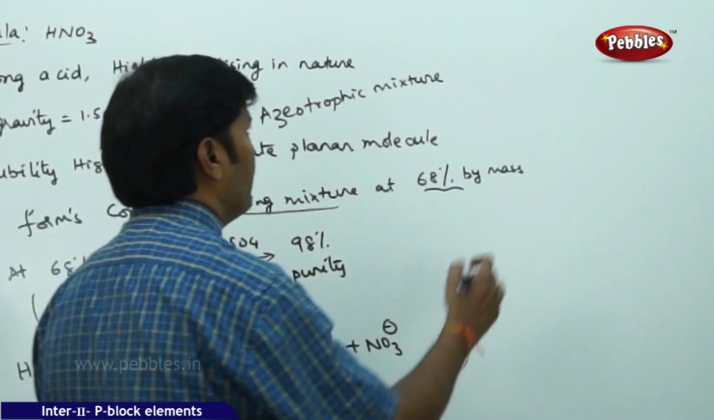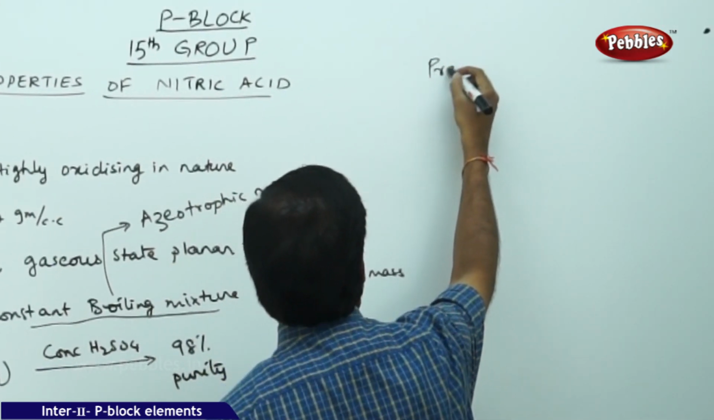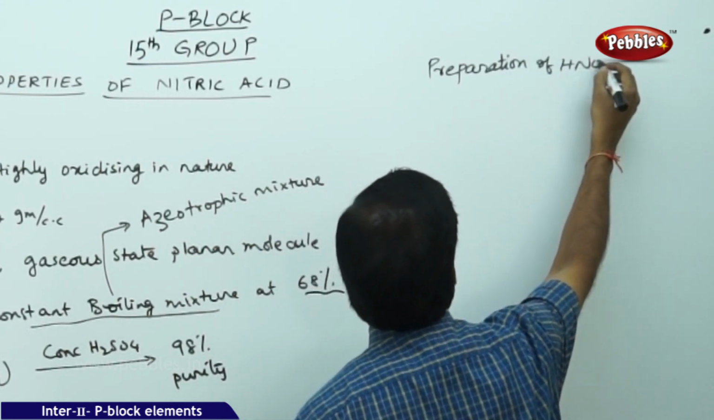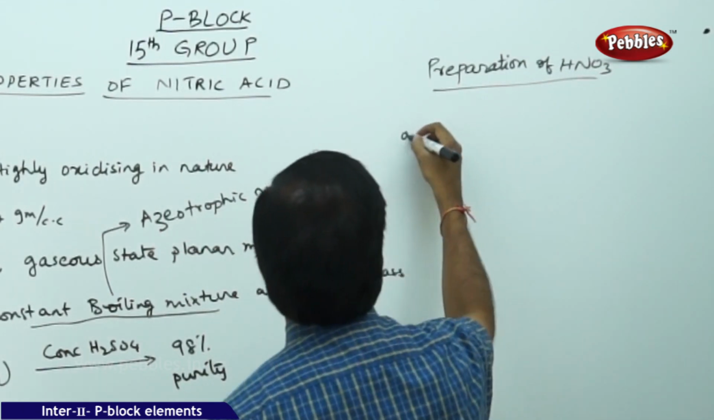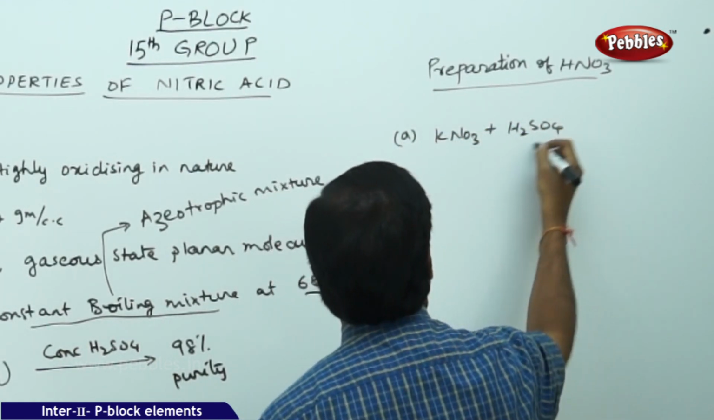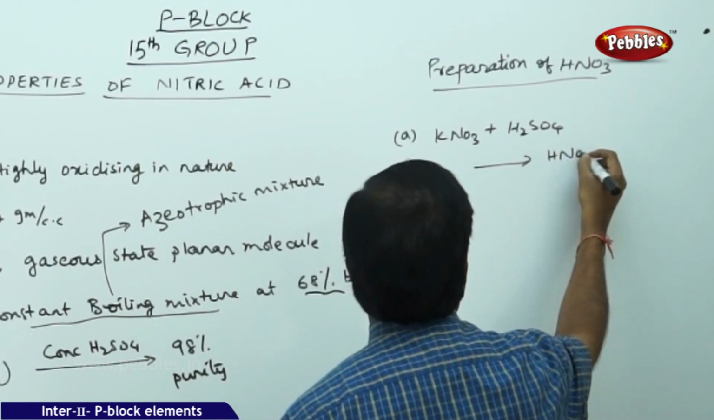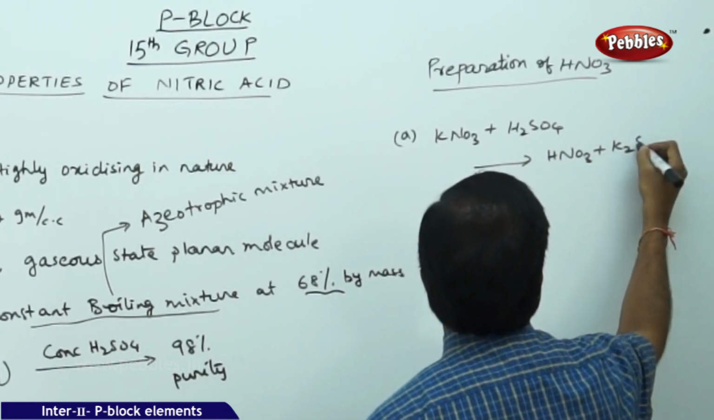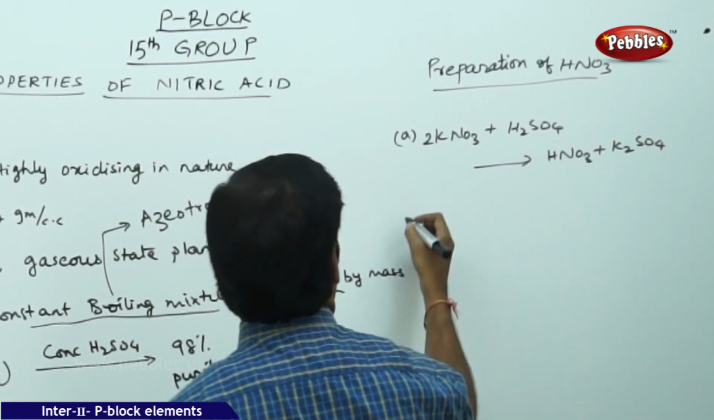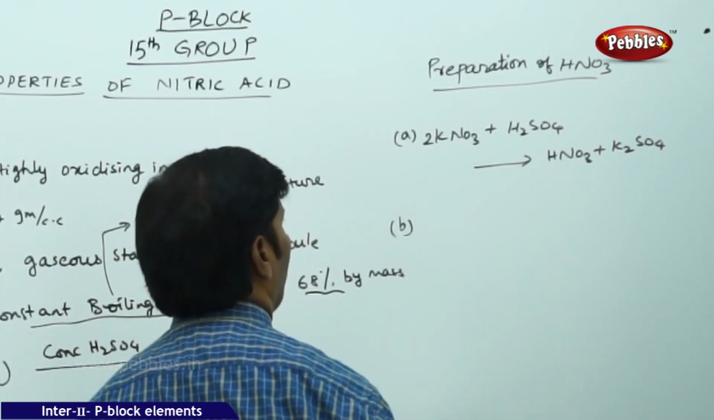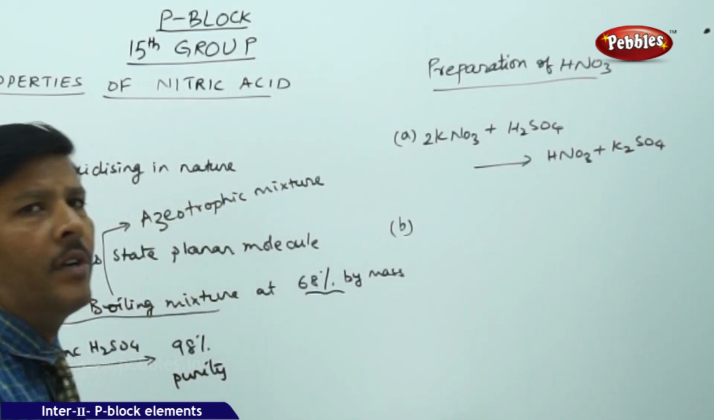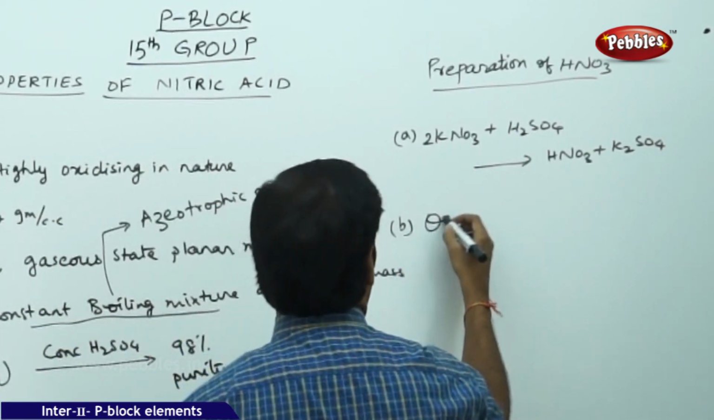Fine. If you go for preparation of nitric acid, you can take potassium nitrate and treat it with sulfuric acid. You can directly get nitric acid plus potassium sulfate. The same nitric acid you can also prepare through Ostwald's method.